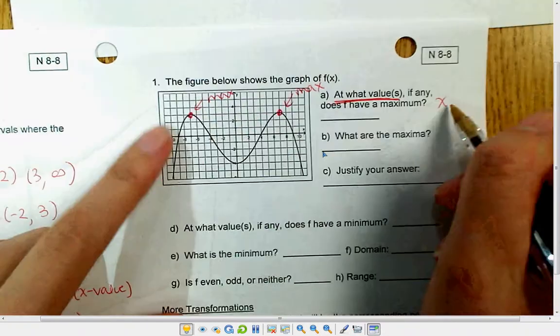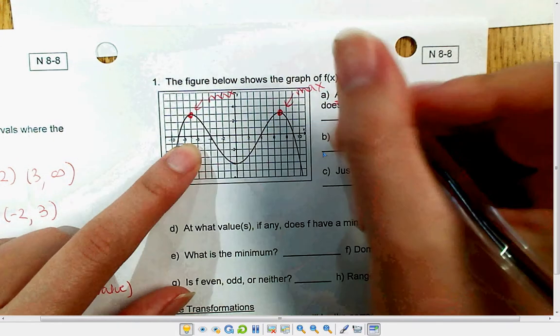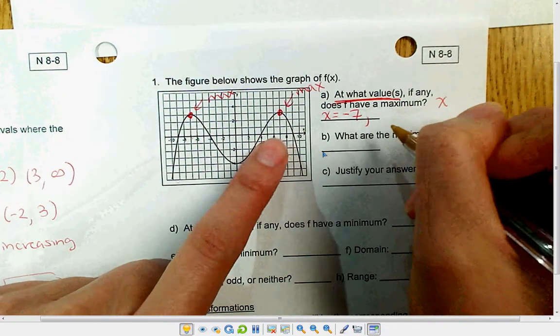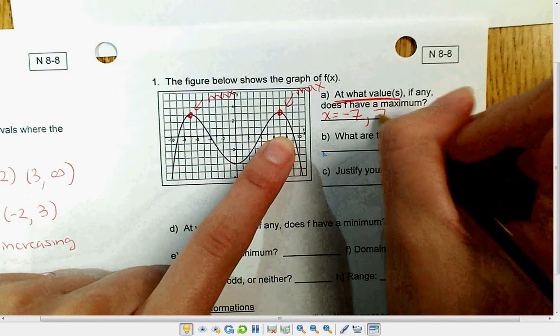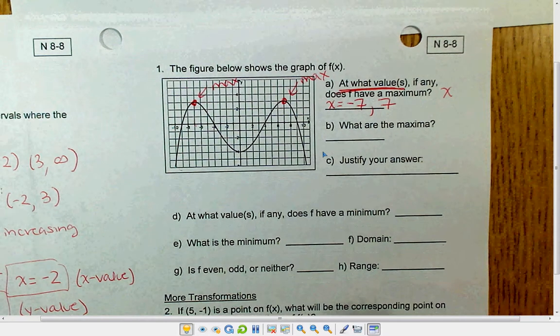And they're asking us for our x values of our maximums. So our x values are, this one has an x value of -7. This one has an x value of +7. So we have two x values for our maximum.